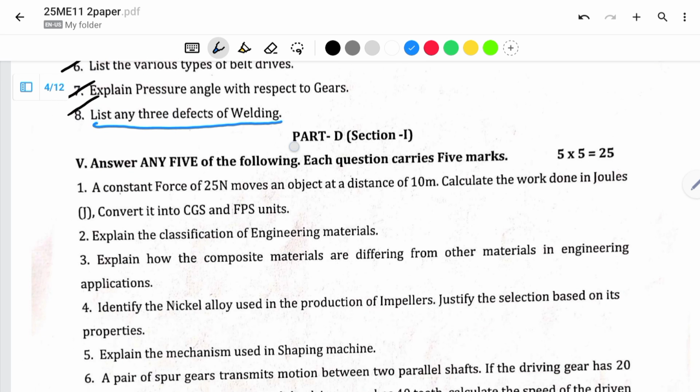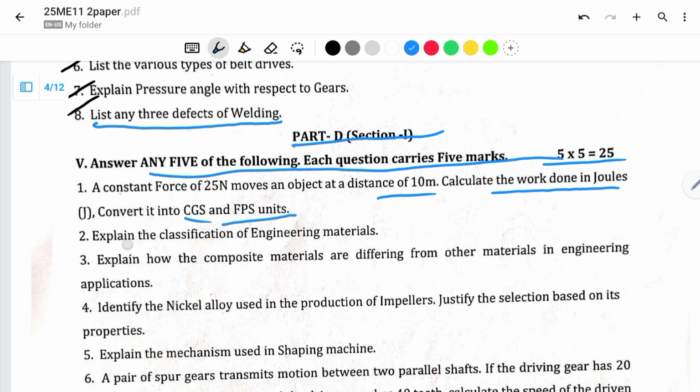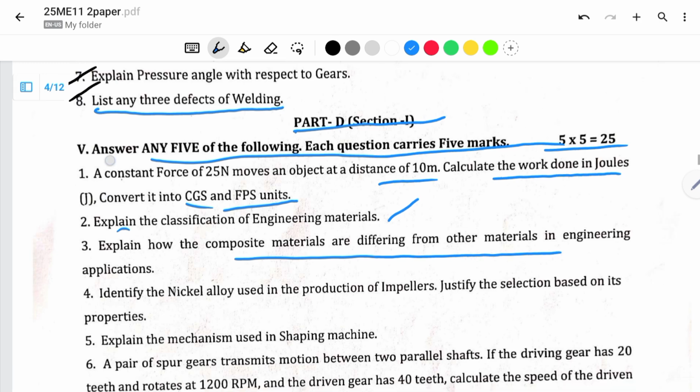So the next section is section D. In that you are having the 5 marks questions. So each question will be five marks. So the first one is: a constant force of 25 Newton moves an object at a distance of 10 meter. Calculate the work done in joule. Convert into CGS and FPS units. Then explain the classification of the materials. Then how the composite materials are different from other materials in engineering applications. You have to explain. So we'll see these answers one by one.